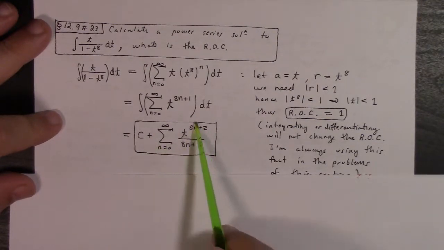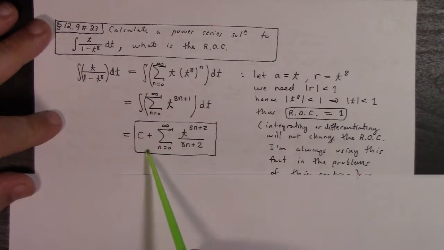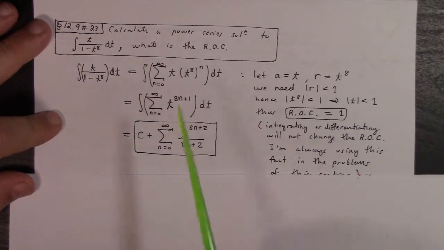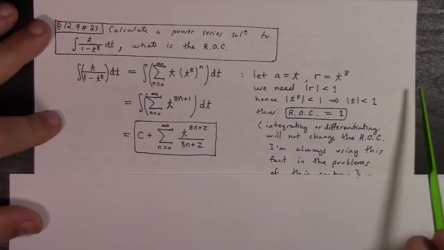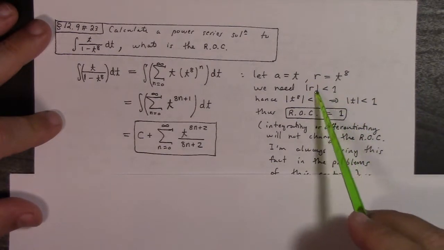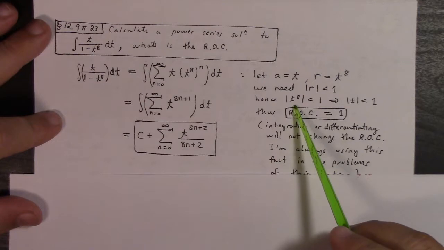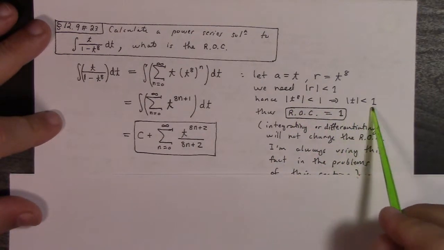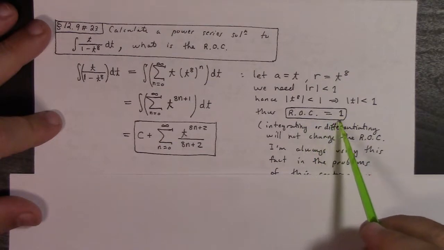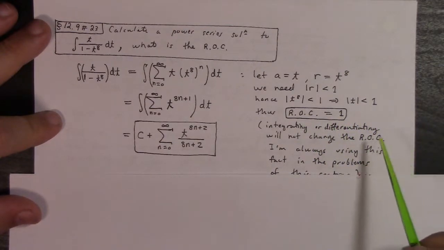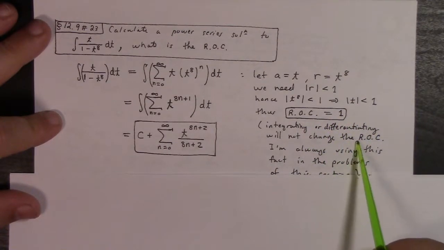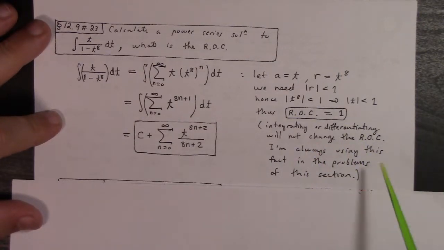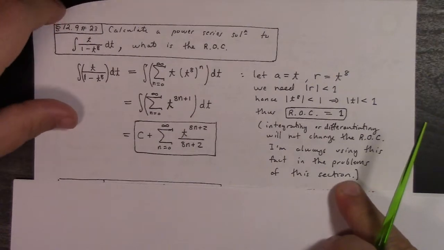There you go. That is a power series form of the integral of this. Now notice here we need the ratio to be less than 1. That gives us that the absolute value of t to the 8th is less than 1, which is to say that the absolute value of t is less than 1. So here the radius of convergence is 1. Remember that integrating and differentiating will not change the radius of convergence, and I'm always using this fact over and over in the problems I've been talking through in this video.